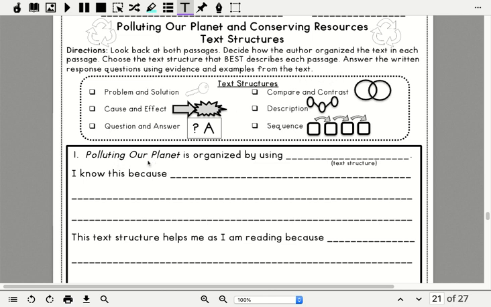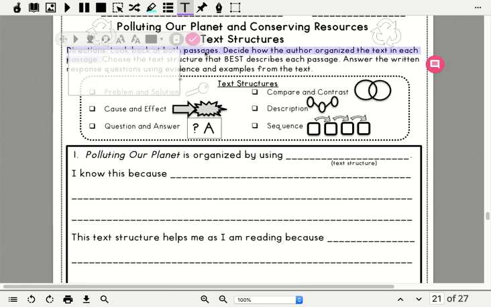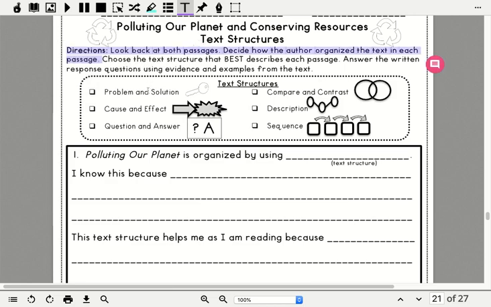So the first one, it asks us to do polluting our planet. Polluting our planet is organized by using. Okay, so we got a whole bunch of these. We got problem and solution, cause and effect, question and answer, compare and contrast, description, or sequence. So we need to go back. We need to kind of look at our story and see how this is structured. Okay.